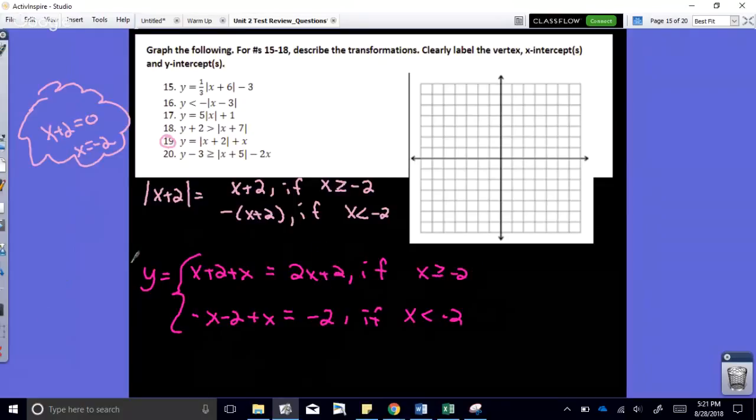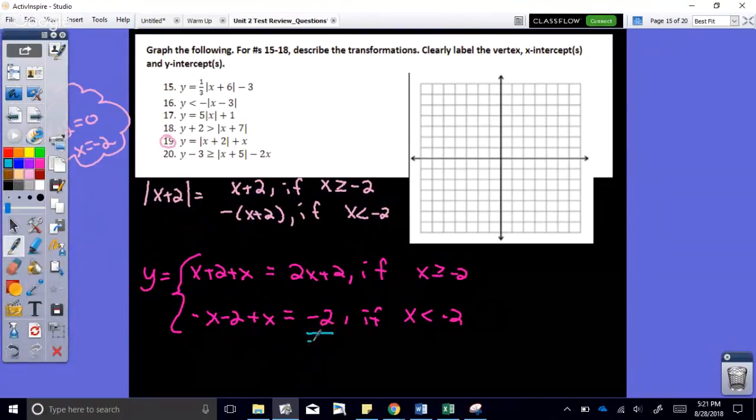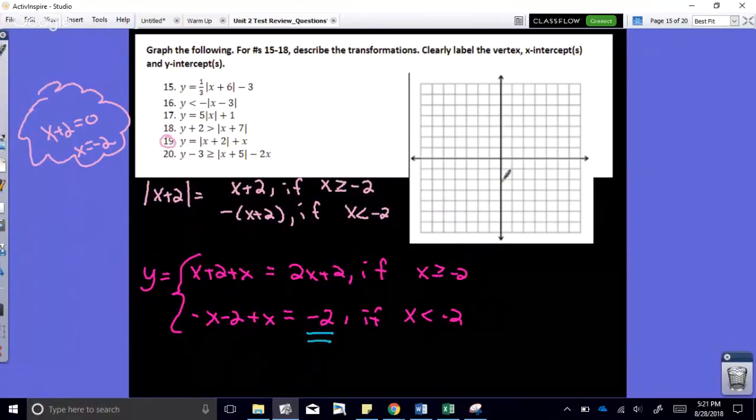So we have our two pieces. We can now plot them. I'm going to start here. I'm going to go x is negative 2, y is negative 2. I'm going to put an open circle. And it says we're going to use negative 2 for all x values less than negative 2, which means we're going to shade to the left. Again, this is the line y equals negative 2, which is a horizontal line that would go through the x-axis, but again, we cut off at negative 2.